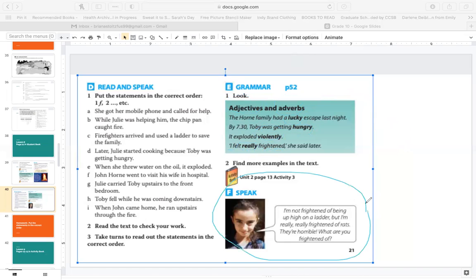Okay, take a look at this section below. It says, I'm not frightened of being up high on a ladder, but I'm really frightened of rats. They're horrible. What are you frightened of? Frightened is another way of saying scared. So what is she frightened of? She's scared of being up high on a ladder. What is she really frightened of? She's really frightened of rats. And what are you frightened of?